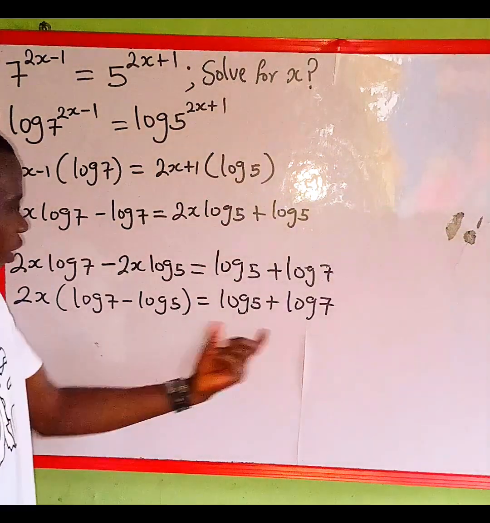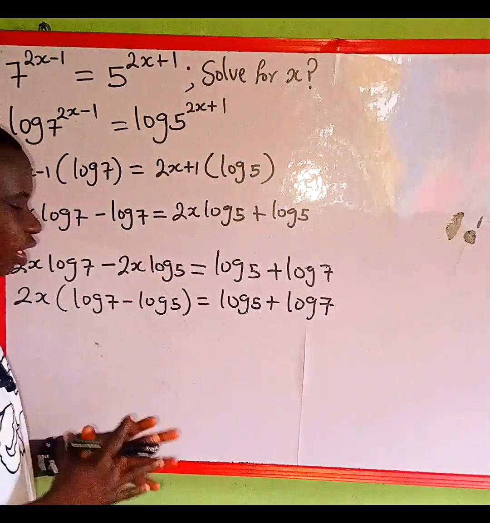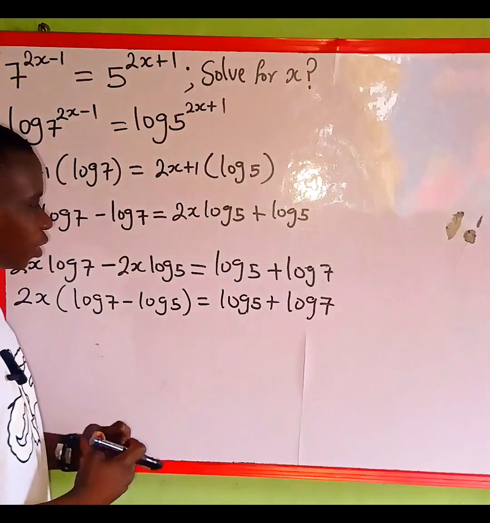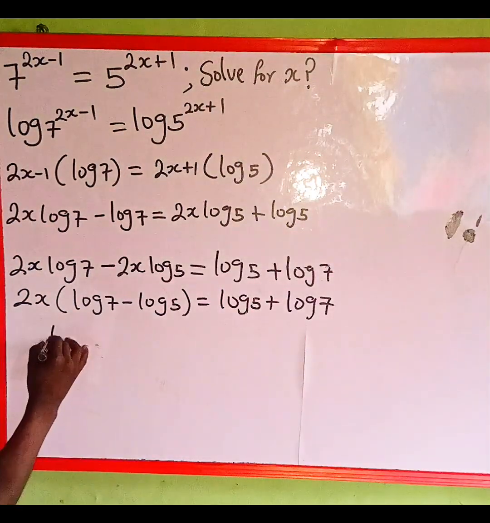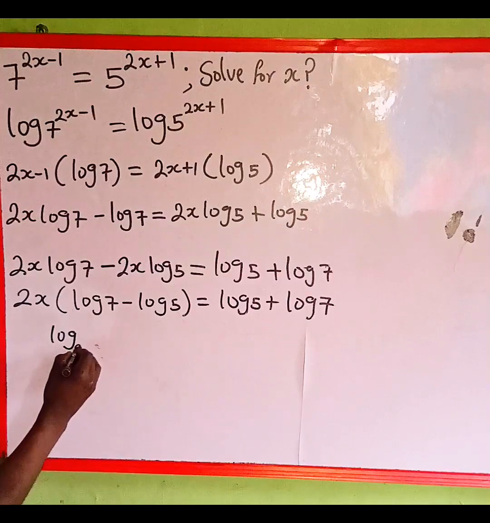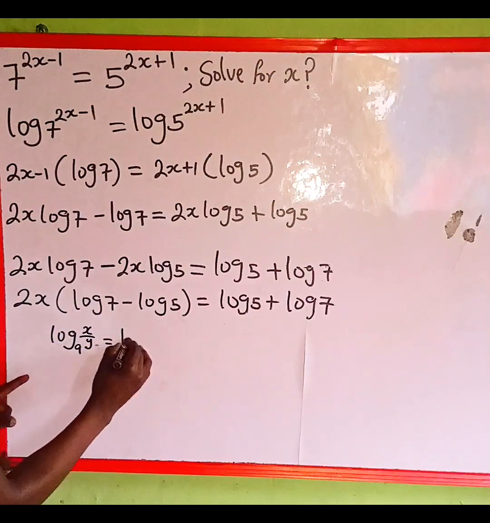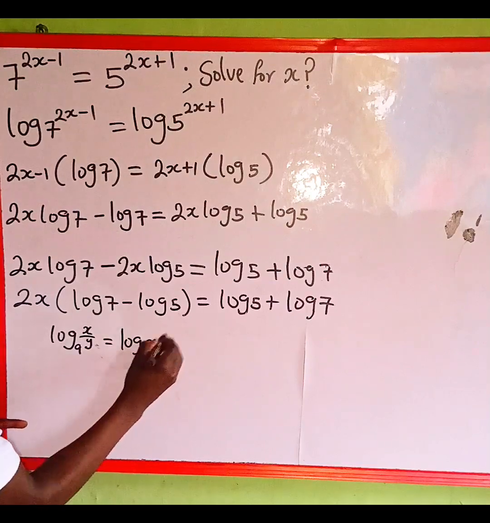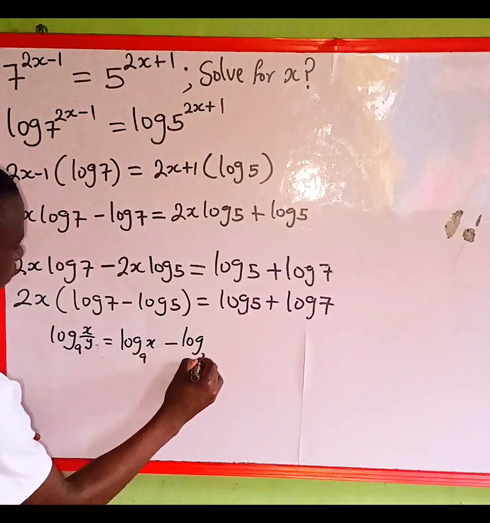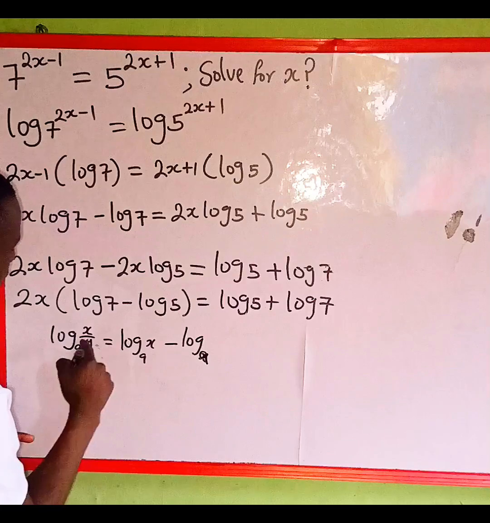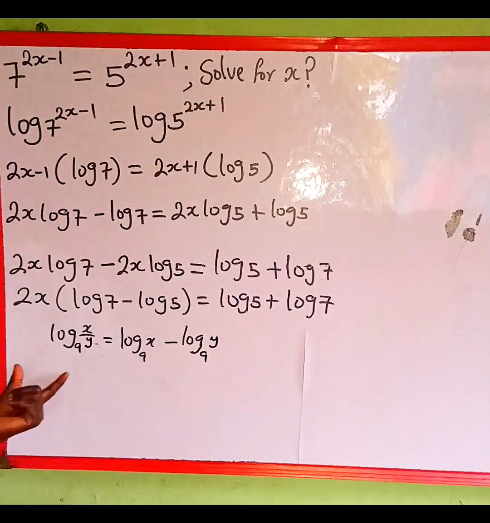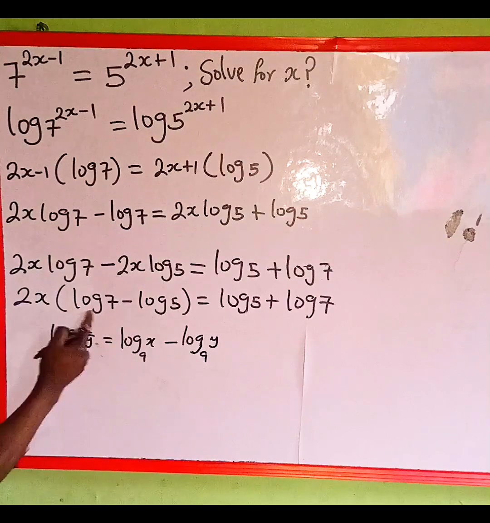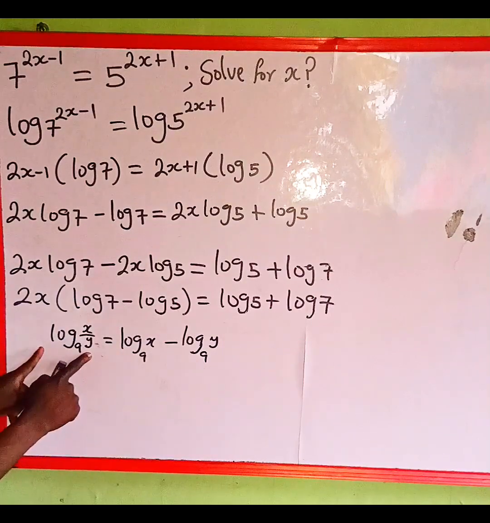So to solve further from here, we are going to recall two properties of logarithm, which is what? Division property of logarithm and multiplication property of logarithm. Recall that when we have log to base a of x over y, this is the same as what? Log to base a of x minus log to base a of y. So this is the division property of logarithm. As you can see, this bracket is in this form, so we want to convert it to this form.